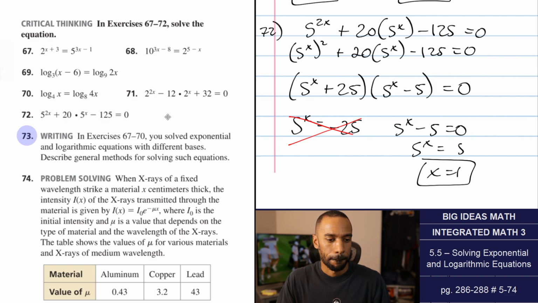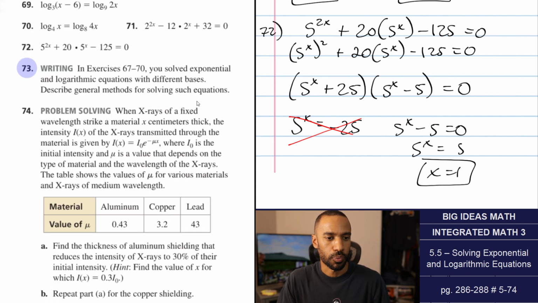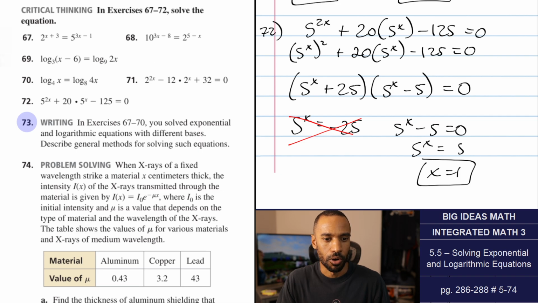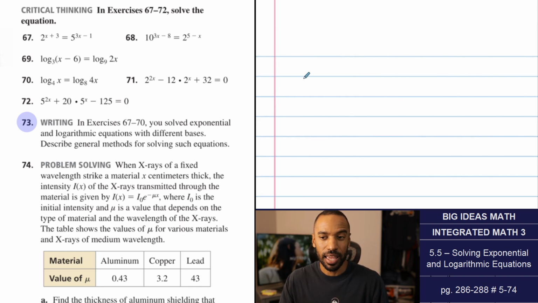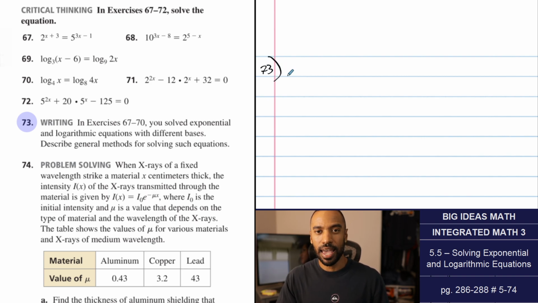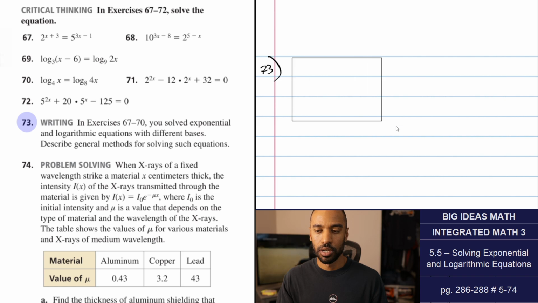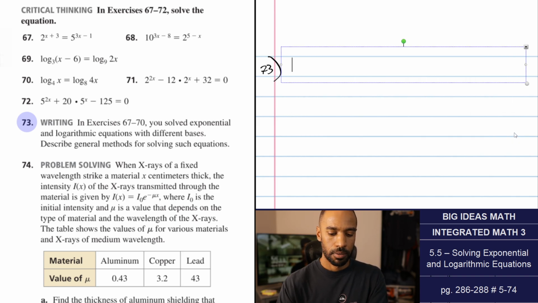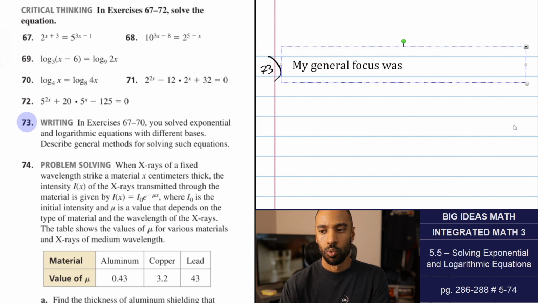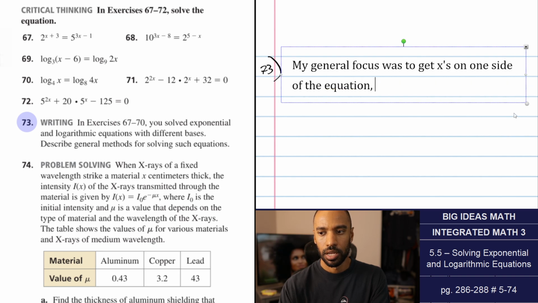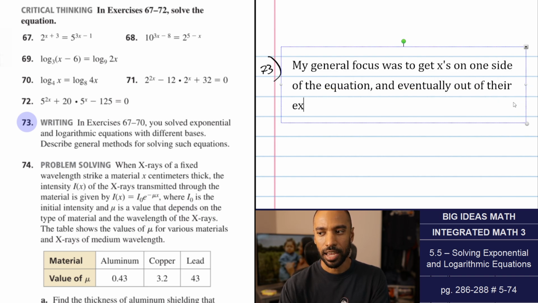All right, number 73. I have two more questions. In exercises 67 to 70, you solved exponential and logarithmic equations with different bases. Describe general methods for solving such equations. My thing that I did, and I don't know if this was proper, but I had to get my x's on one side of the equation. So my general focus was to get x's on one side of the equation and eventually out of their exponents and logarithms.